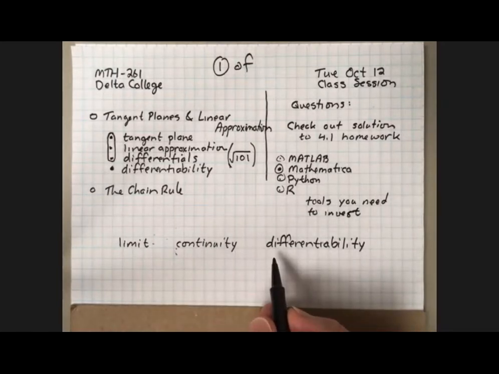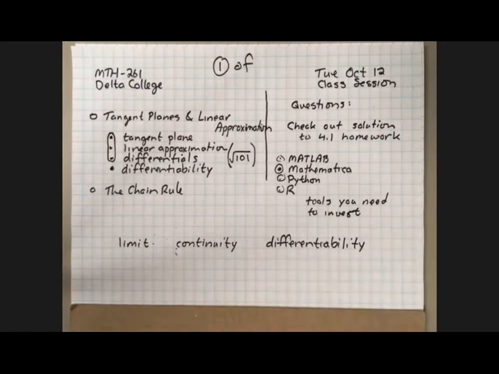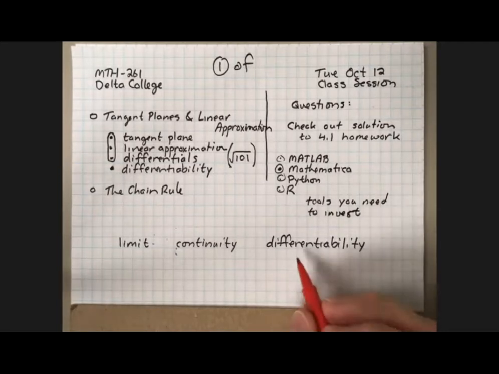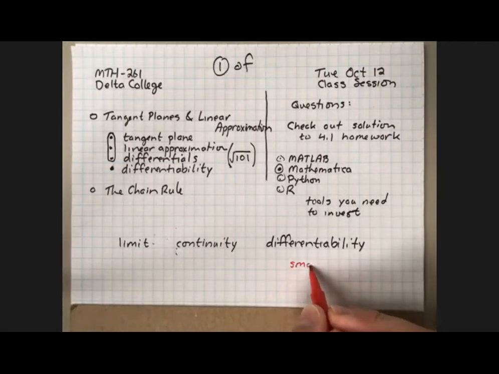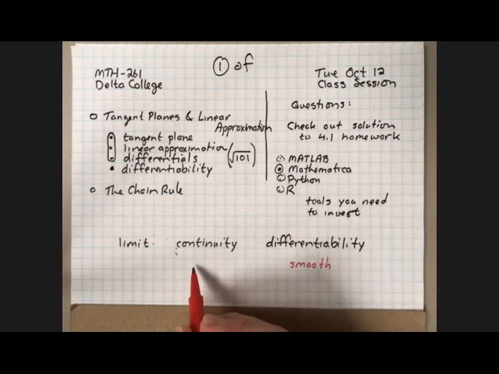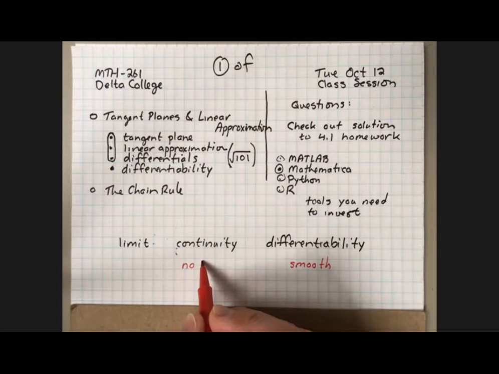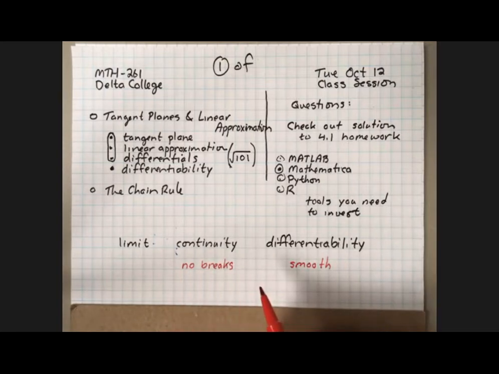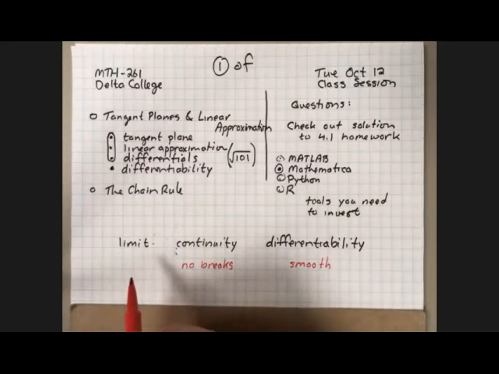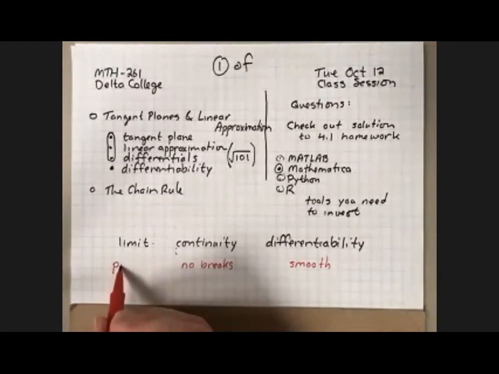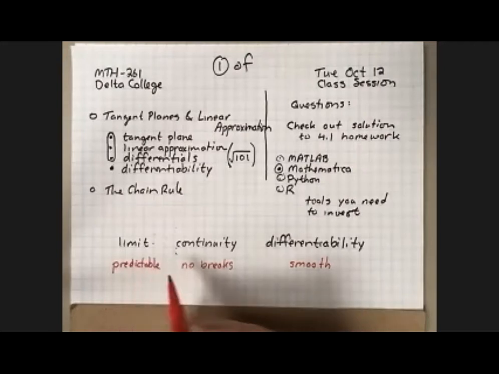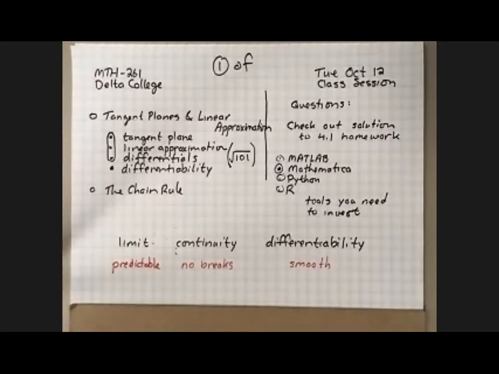Remember, differentiable in plain English is smooth, continuous in plain English is no holes, no breaks, and limit in plain English is predictable. These are not the mathematical definitions, but these are the words I want you to remember.